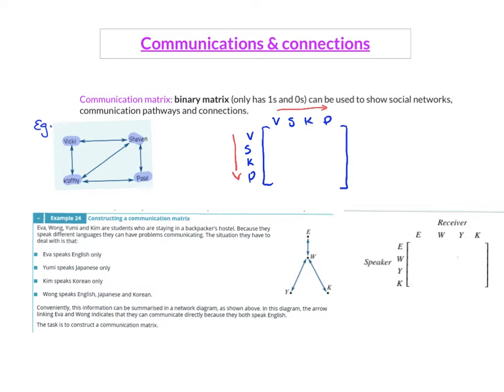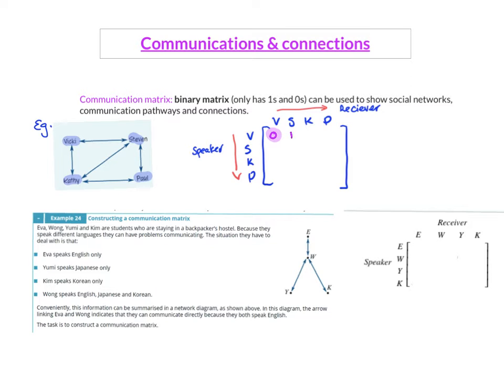Then we go through it. Say this is the speaker, and they're talking to the receiver over here. First of all, is Vicky communicating with herself? Vicky to Vicky, I'm pointing here. She cannot communicate with herself, so we'll put a 0.